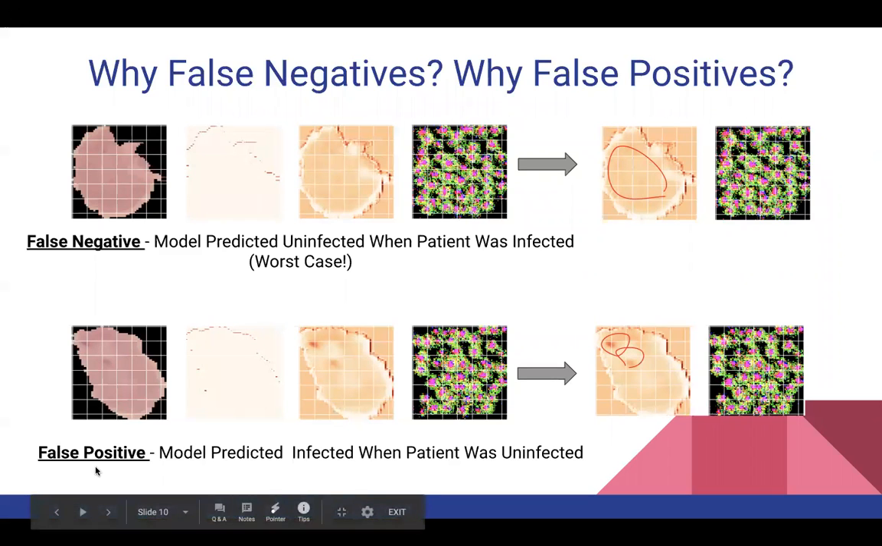In terms of false positives, the model predicting infected when the patient's uninfected, you can see here there are these two red bumps that are very apparent. So clearly the model thought those were parasites. So that's why there was an incorrect misclassification.